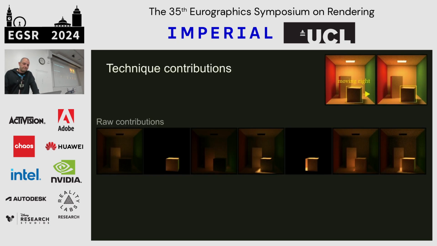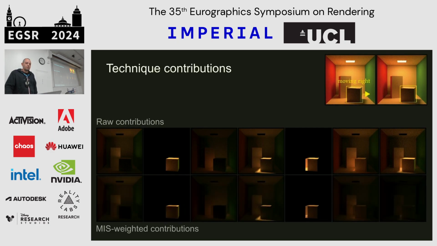Here's an example where first I show the raw difference contributions of each of these techniques. Again, here the box in the corner is moving to the right. So these are raw contributions from each technique. And at the bottom, after MIS weighting, and when we sum them up, these images on the bottom row, we get our difference image. Again, showing positive differences here only, just to avoid confusion. There are negative differences with comparable magnitude.